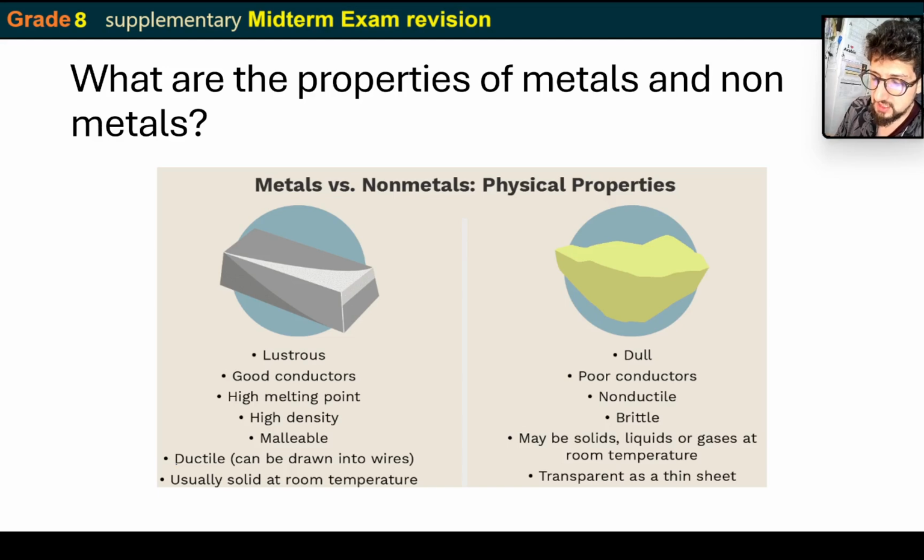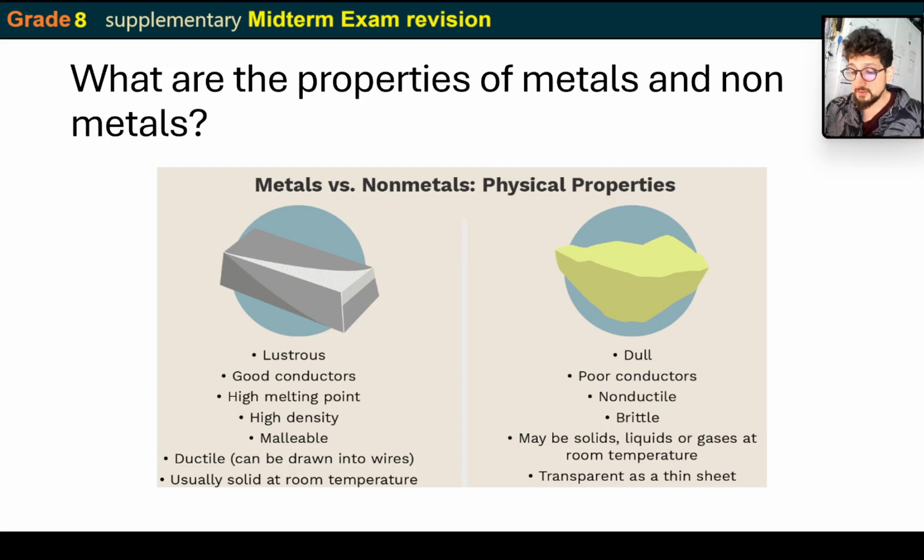What about ductile? Ductile means it can be drawn into wires. So if you look over here, I've got a type of metal. This is lead, okay? So here we go. It is drawn into wires. So I can do that with metals. Metals can be drawn into wires, whereas I can't really do that with non-metals. It's not something that I can easily do.